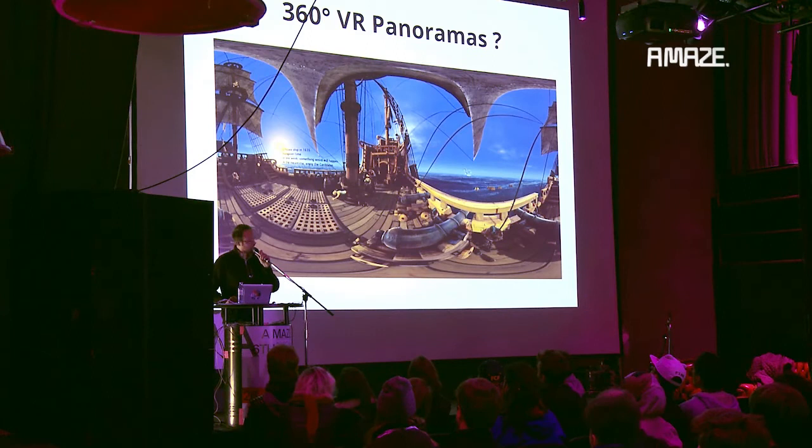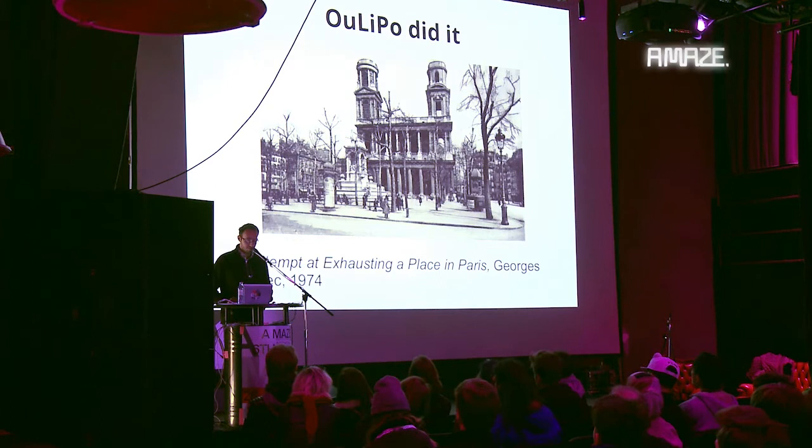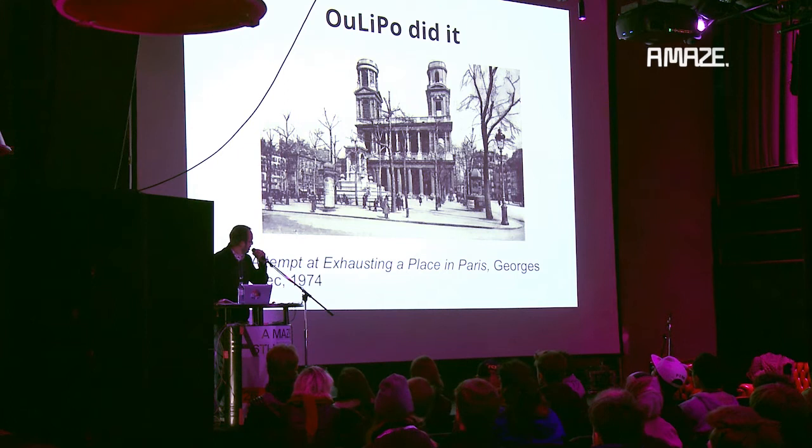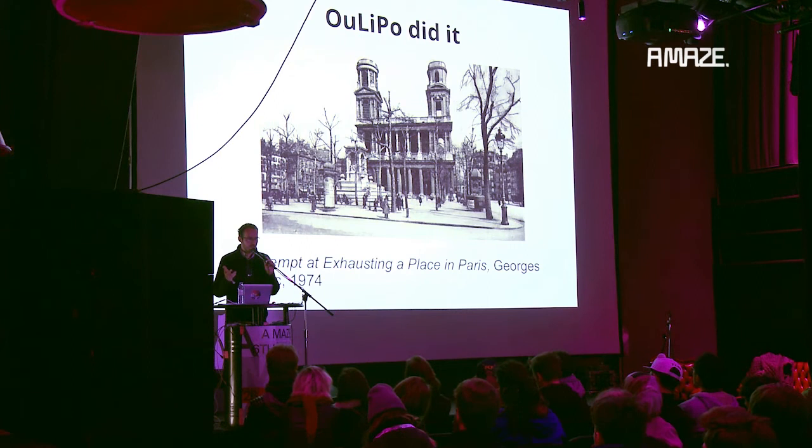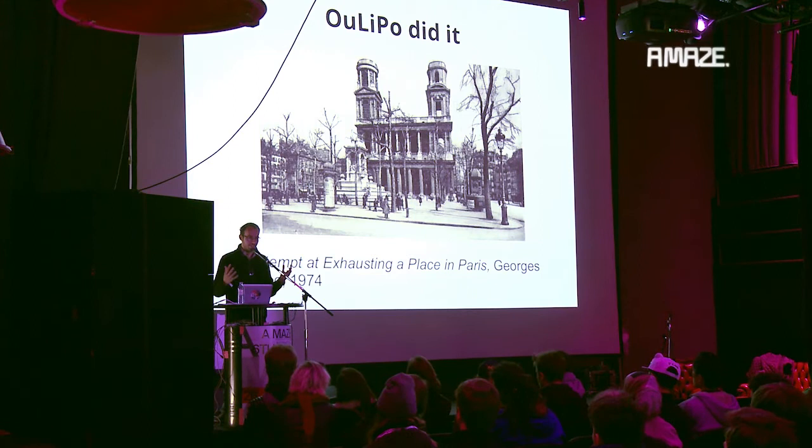We also have 360 degrees via panorama, not good with numbers, and obviously, OuLiPo did it. The idea of an attempt at exhausting a place in Paris: for this book, Georges Perec sat on a bench in Paris, Place Saint-Sulpice, and tried to describe everything he saw, even the tiniest, smallest details, especially the smallest details. And the idea was to exhaust the place, to say everything that could be said about this place. And he spent 3 days making this.